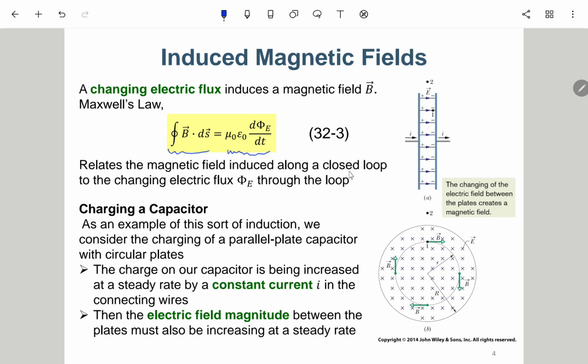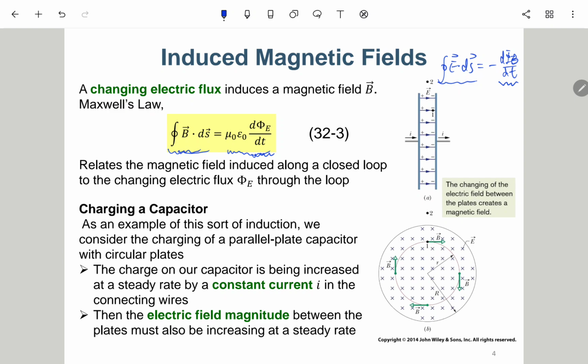Compare with Faraday's law: the integration of E dot ds equals negative d phi b dt. This means that if we have a changing magnetic flux, there will be an induced E field. Here, if we have a changing electric flux, we will have an induced B field.